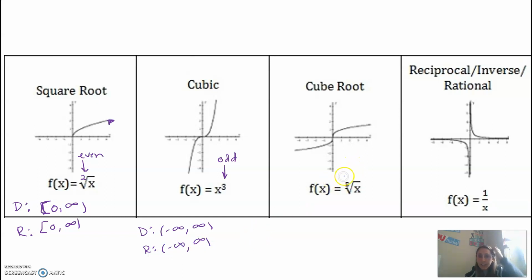All right, this is a 3. Some students have had trouble seeing that. So now we're going to be talking about odd roots. So cubed root, 5th root, 7th root, 9th root. So odd, we're going to say that these are negative infinity to infinity, and the range is going to be negative infinity to infinity.